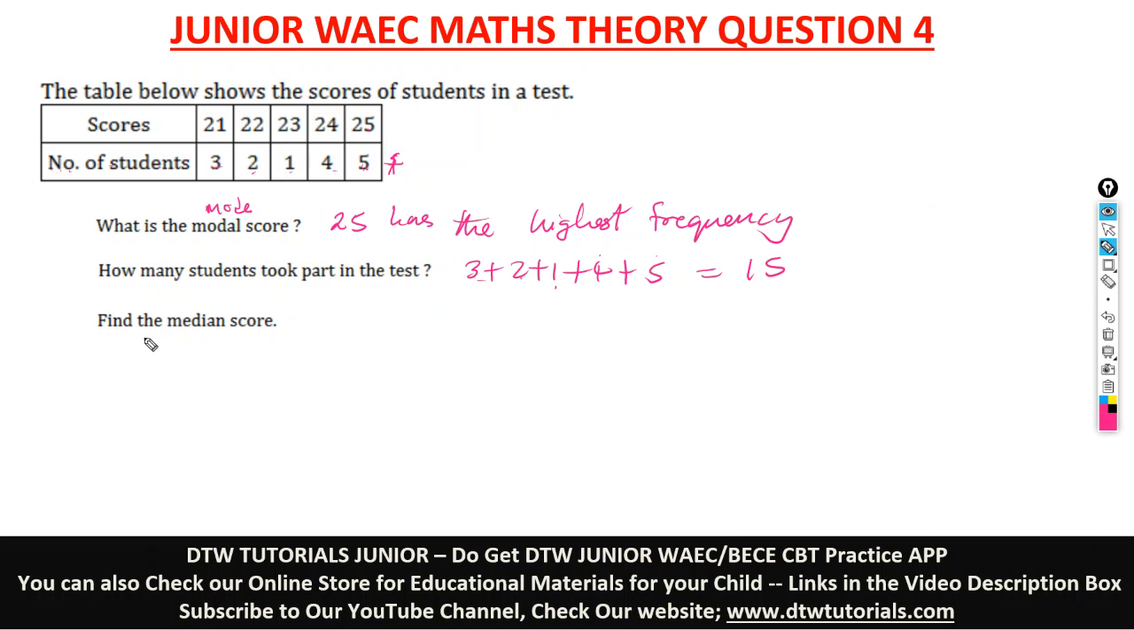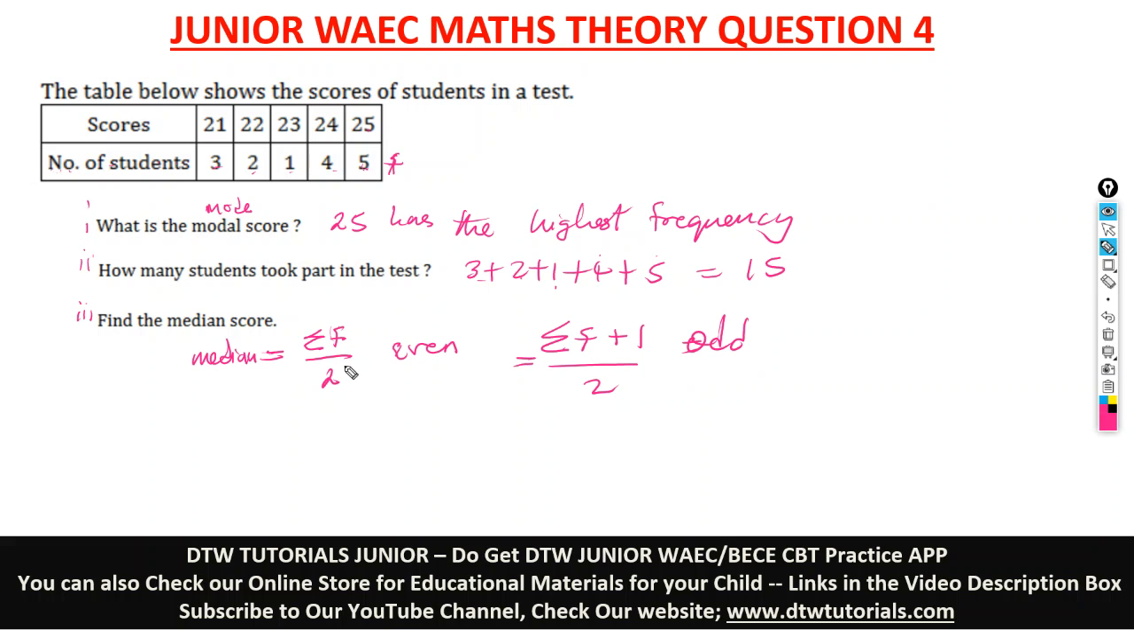Now, the third question says find the median score. To find the median score, there are two formulas you should know. The first, when the total number of frequency is even, you use the summation of the frequency over 2. When the total number of your frequency is odd, you are going to use this other formula. That's to find your median score.